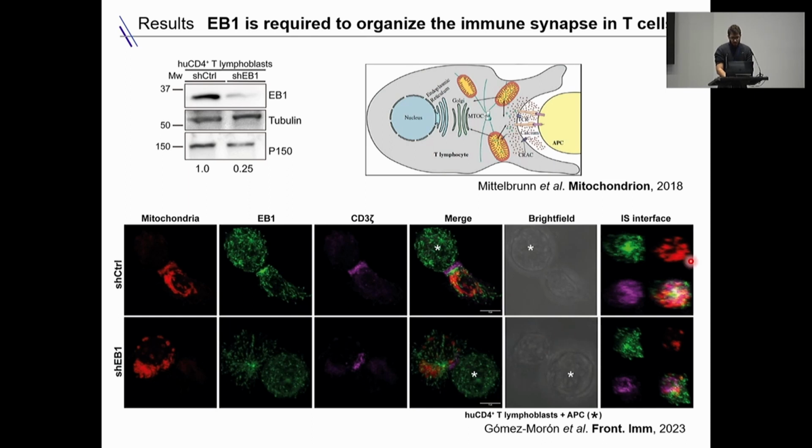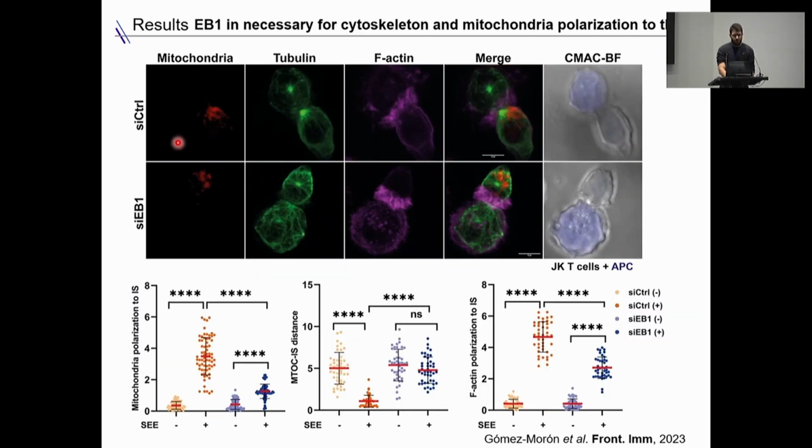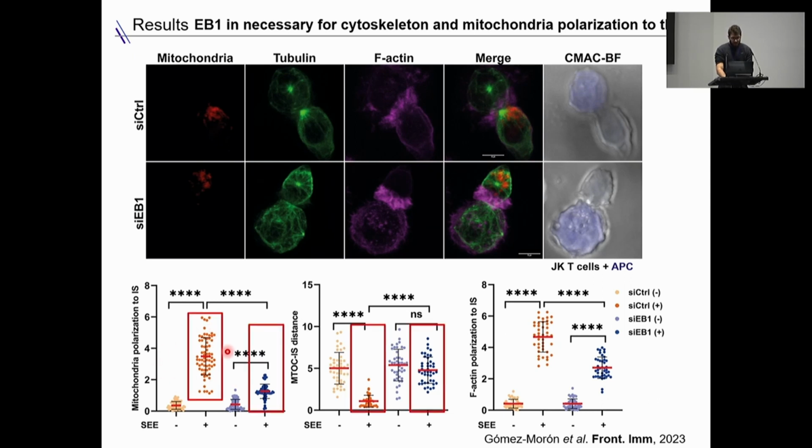So, as I have said, given the importance of the tubulin cytoskeleton and the actin cytoskeleton in the localization of the mitochondria, we decided to study also by confocal microscopy the tubulin and actin cytoskeleton. And as we can see in these images and in the quantification below, we see a decrease in the polarization of the mitochondria to the immune synapse, an increase in the centrosome or MTOC distance to the immune synapse in EB1 silenced cells, and an alteration in the polarization of F-actin.